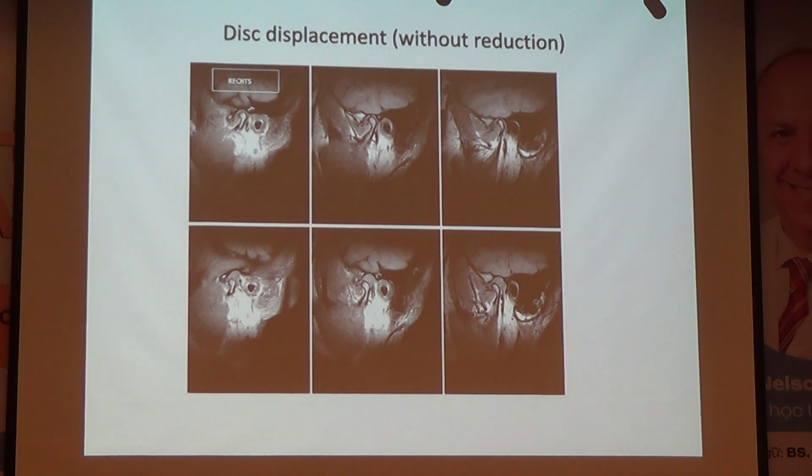This is a sequence of MRIs from closing to opening and getting back. The patient cannot move. You move a little bit, but the disc stays in front and doesn't go. So sometimes you see a short rotation.